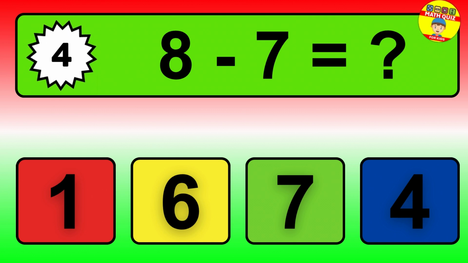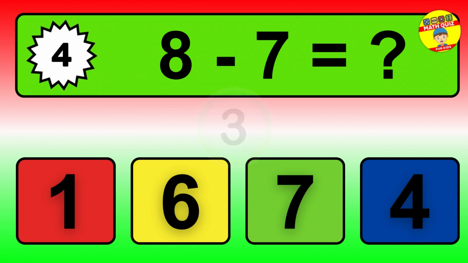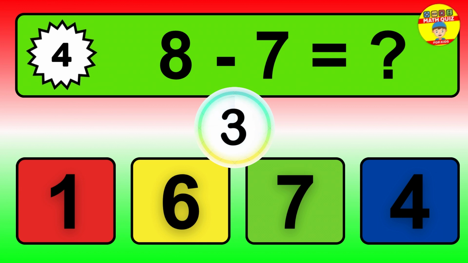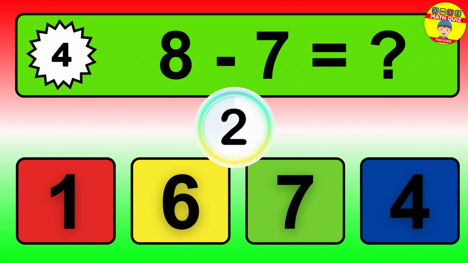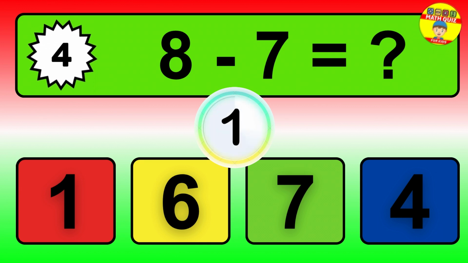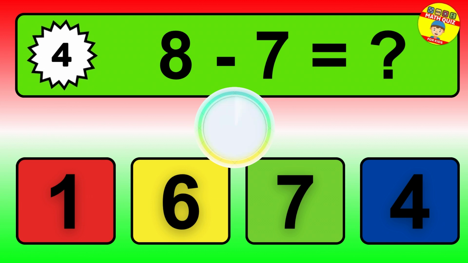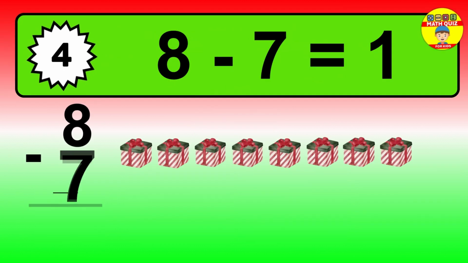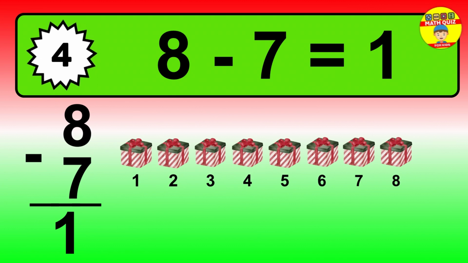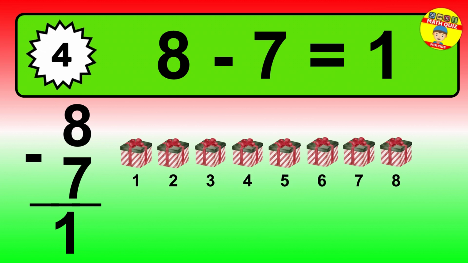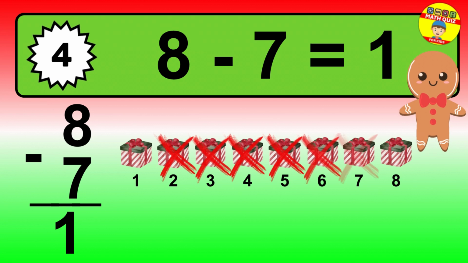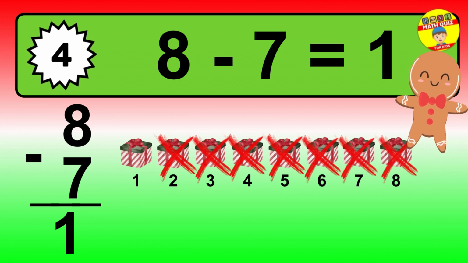Question 4. 8 minus 7 equals what? So, the answer is 8 minus 7 is 1. Let's count it. 1.